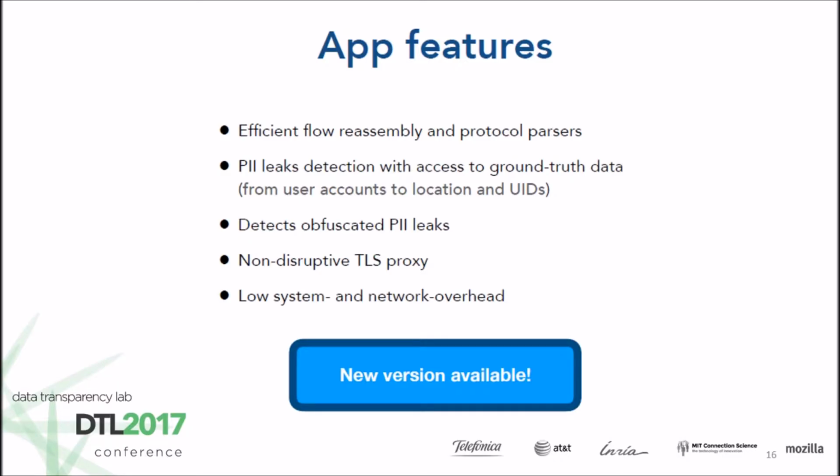So the application has a number of features. As I said, it has a non-disruptive TLS proxy. It can also detect PII leakages, which are obfuscated. And now we are also releasing a new version in which we can analyze all this application traffic, doing very advanced DPI in the order of 100 megabits per second. And we're not only maximizing the throughput, we are also minimizing the latency. We are doing this whole process by adding just 1 millisecond of additional latency.